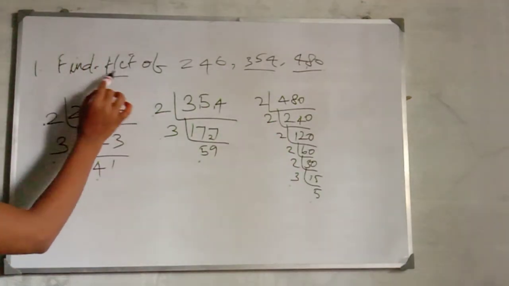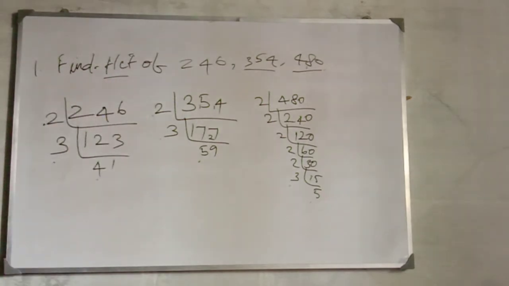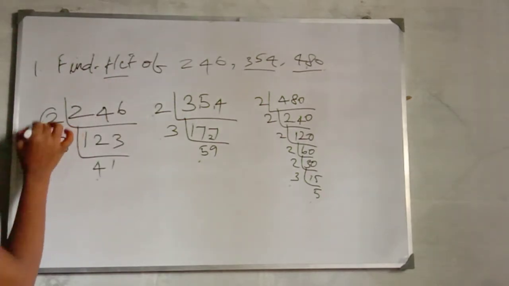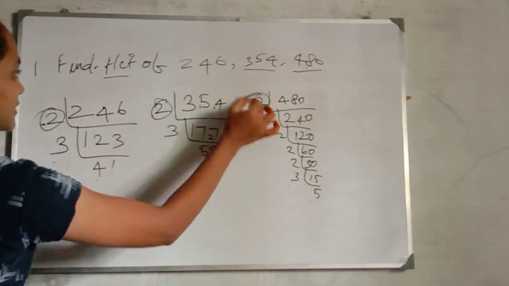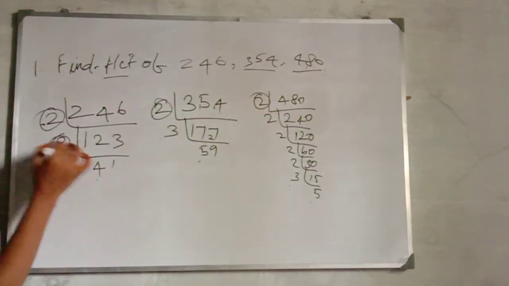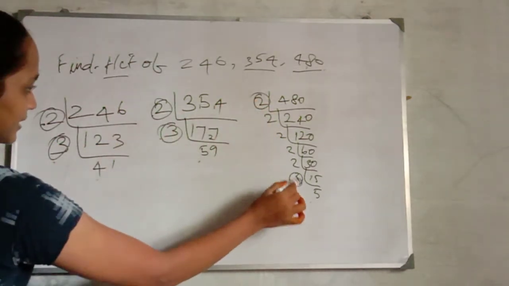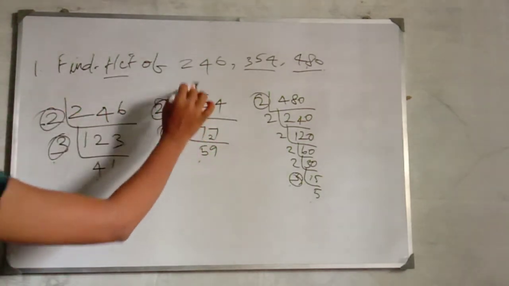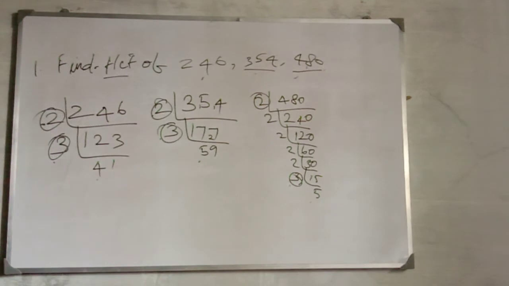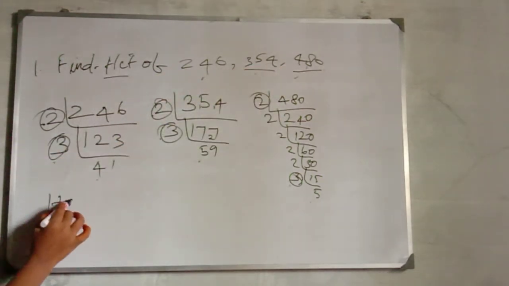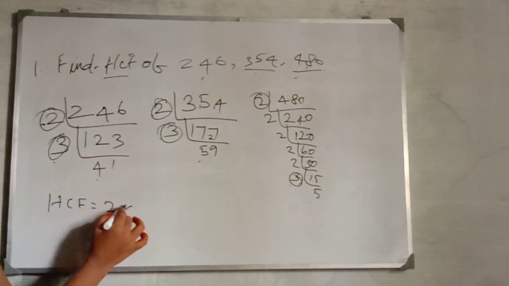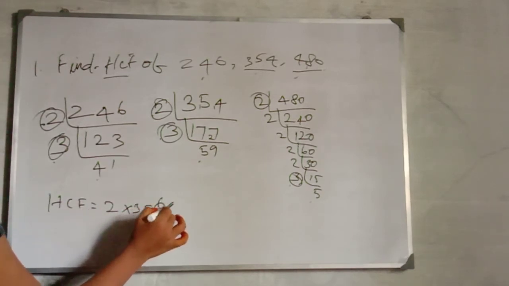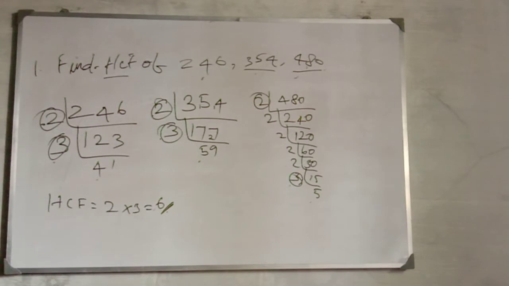So the HCF, highest common factor: 2 is here, here, here and 3 there, there, there. So 2 and 3 are the common factors of these 3 numbers. So the HCF of the given question is 2 into 3. The answer will be 6. That's it.